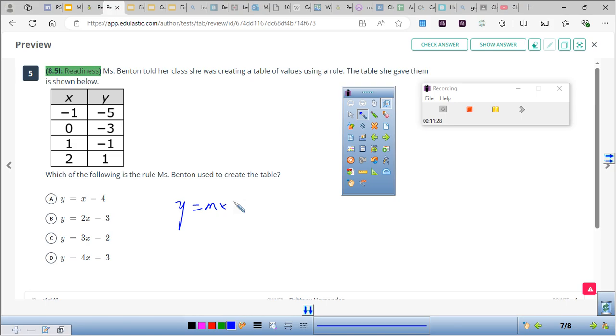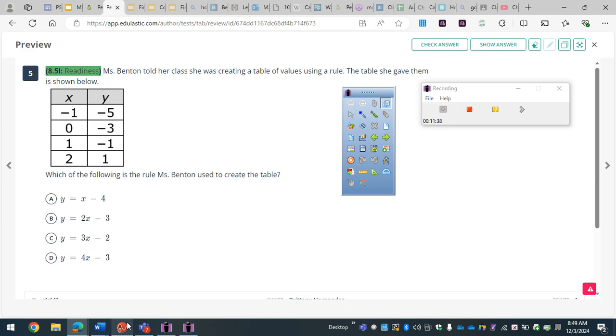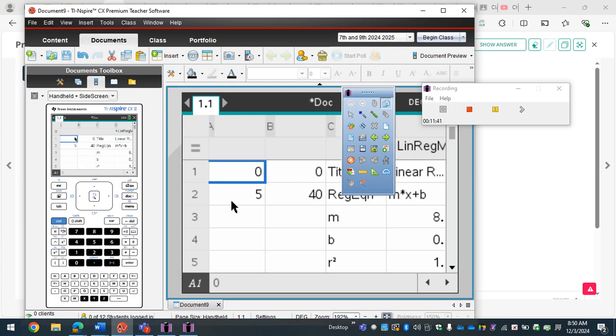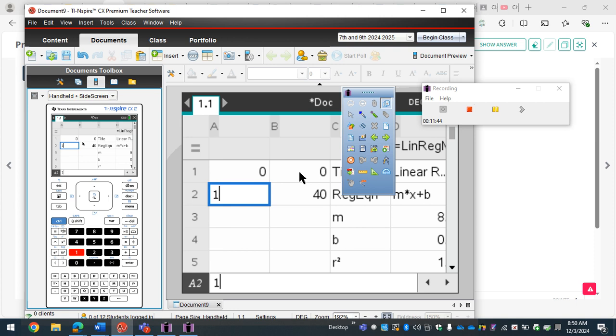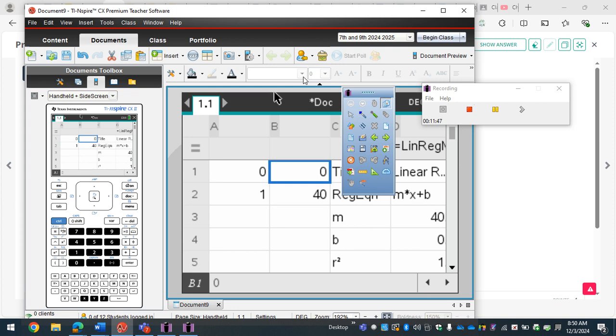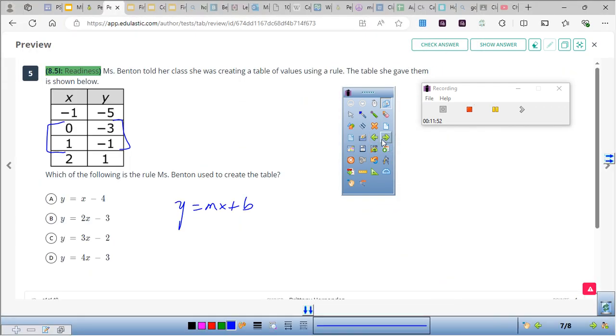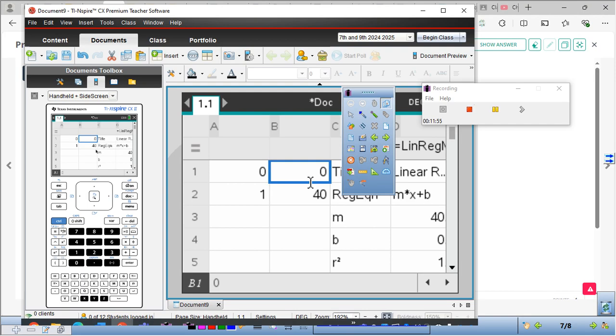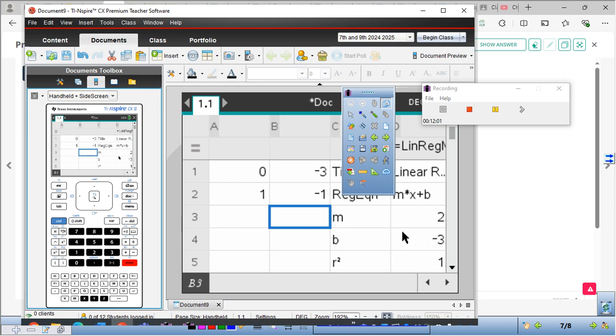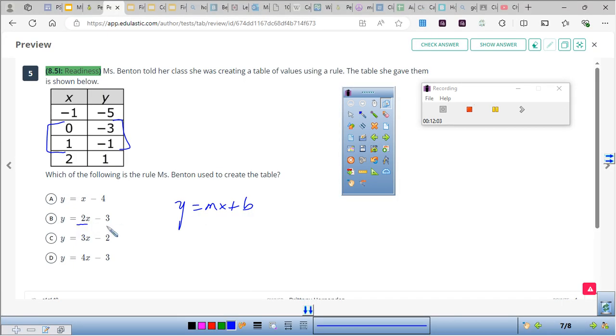Y equals mx plus b. Once you see a table, you do this in spreadsheets. I'm going to use these two right here, because 0, 1 is easy, and then -3, -1. We'll do this in spreadsheets, menu 4 and 3. I need to have 0 and put a 1 here, then -3, -1. 2, -3. There's my answer. Too easy.